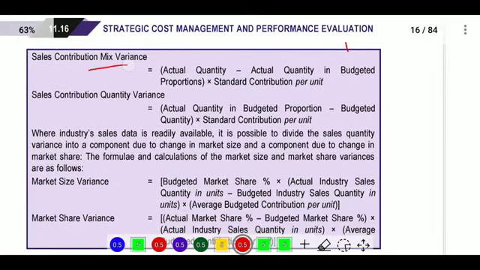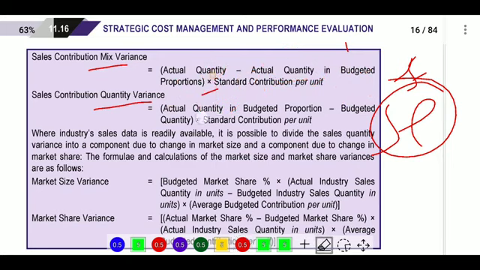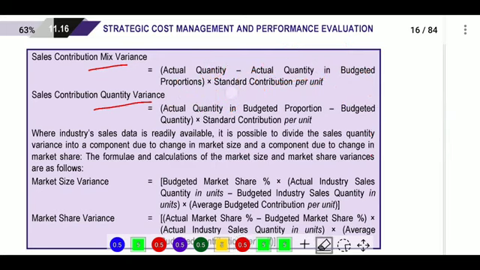So mix variance or quantity variance. Mix variance means actual quantity minus actual quantity in budgeted proportions, into standard contribution per unit. Standard contribution per unit will be taken. Next, sales contribution quantity variance: actual quantity in budgeted proportion minus budgeted quantity into standard contribution per unit. Price means always standard will be taken, and here we have mix, because of this mix we are calculating this.